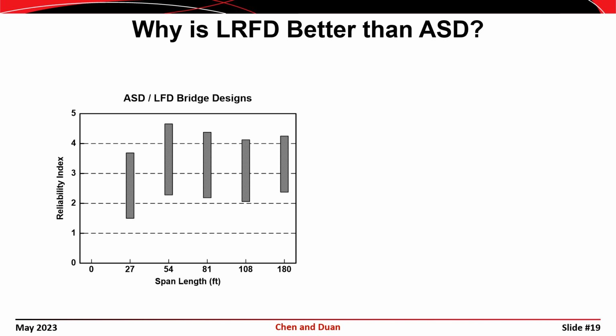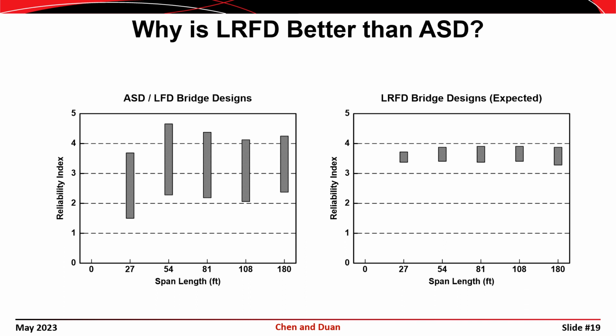When they went back and looked at the reliability of bridges that were designed using load and resistance factor design, they found that the reliability of the bridges was much more uniform. The bars aren't nearly as high, and it was much more evenly distributed over the span lengths for the structures. So you got a more uniform design, a more balanced level of safety in those structures using LRFD than you did using ASD.